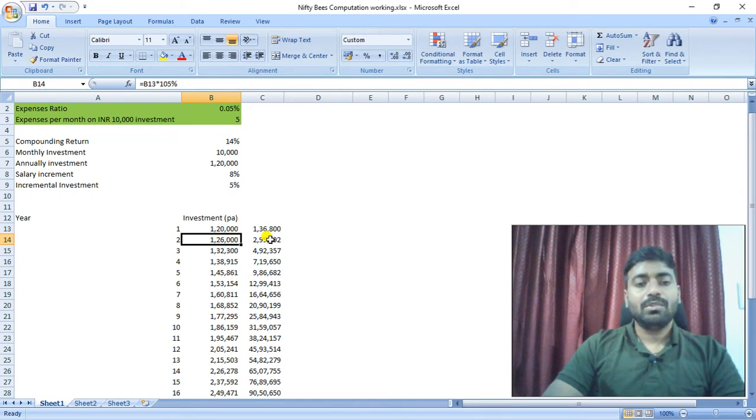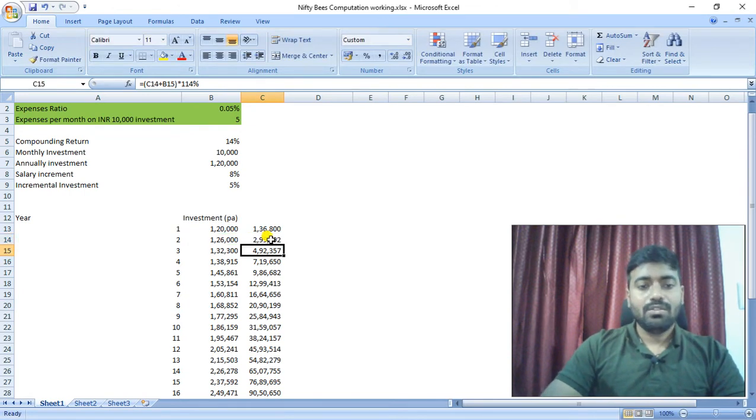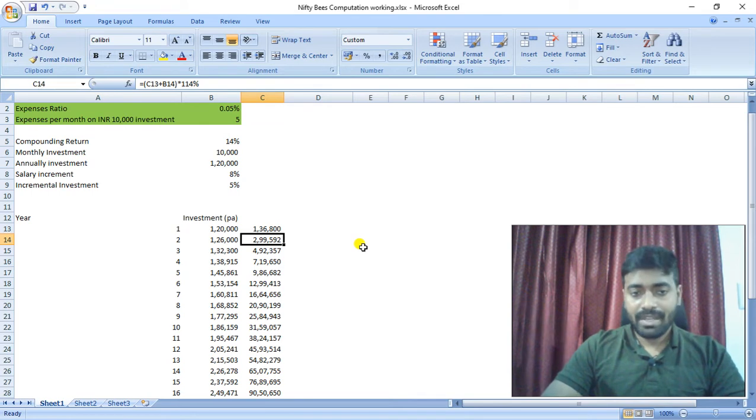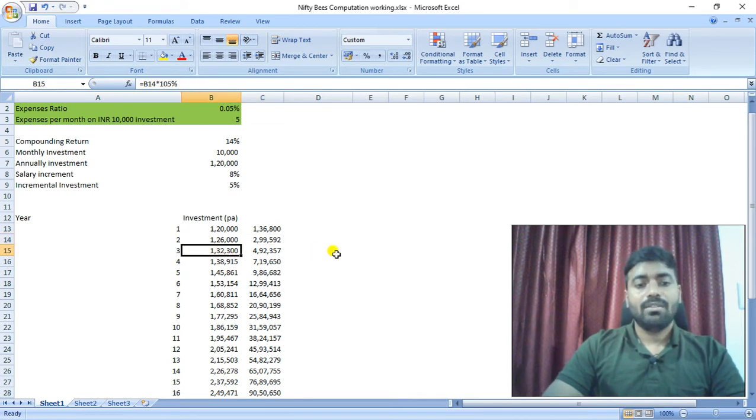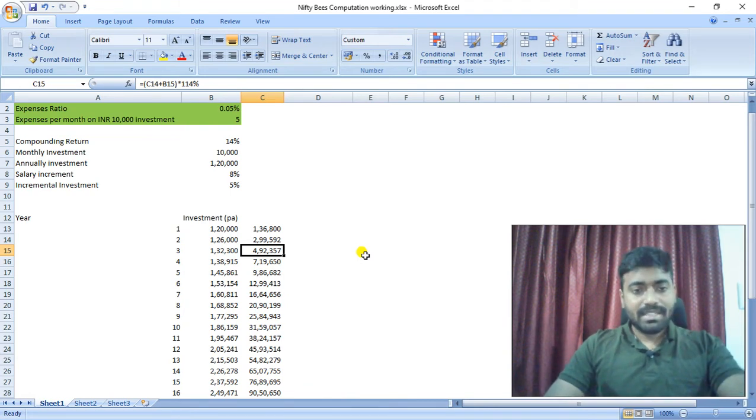So if you combine both the things, on that you will get 14% extra. So that is coming around 2,99,596. Third year, how much you will get? Third year, at the beginning of the year, you have 2,99,592, and you are putting your money around 1,32,300. So based on that, the total investment into 114% is, so the total wealth will get generated around 4,92,357. So this is basically the total computation.